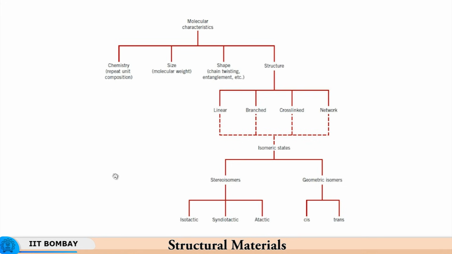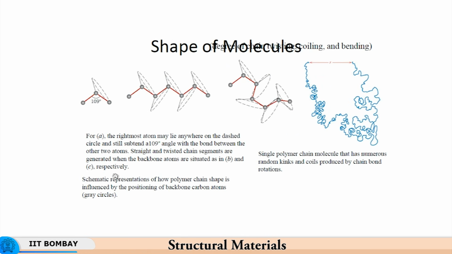So you have these isomeric states, and so you have stereoisomers and geometric isomers. So you have isotactic isomers, which means that the so-called functional groups will be on one side of the carbon atom. Atactic would mean that they can be on both sides of the carbon atom. So we will see a few examples as we go along. Let us have a look at the examples for a good understanding.